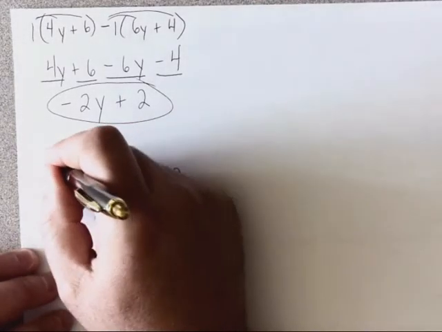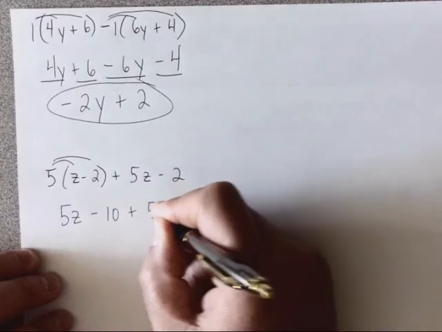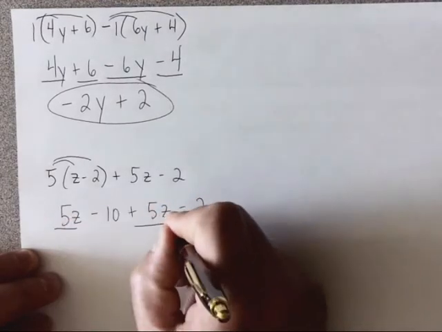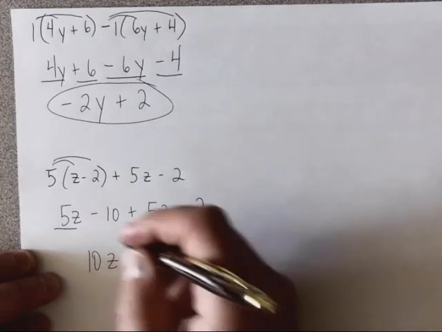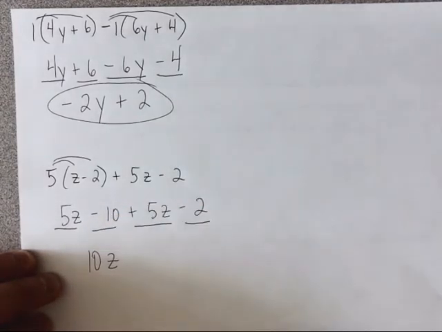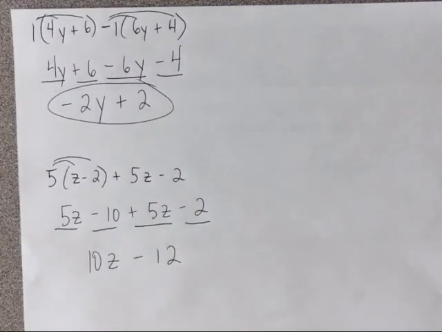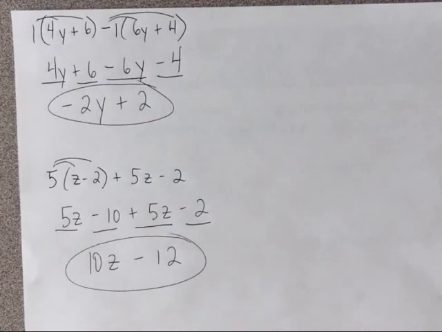Alright, down here, do the distributive property first. So I'm really following the order of operations. So 5 times z is 5z. 5 times negative 2 is negative 10. Combine the like terms, which are the z's. So that gives me 10z positive. Negative 10 minus 2 is negative 12. And therefore, this would be the resulting simplified expression. So I continue to simplify until I have no other like terms.